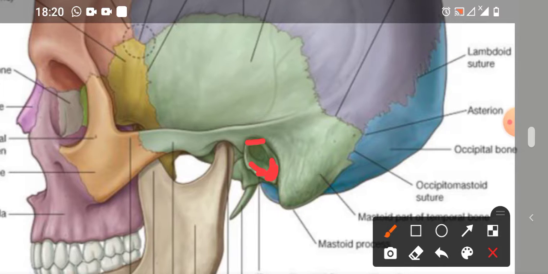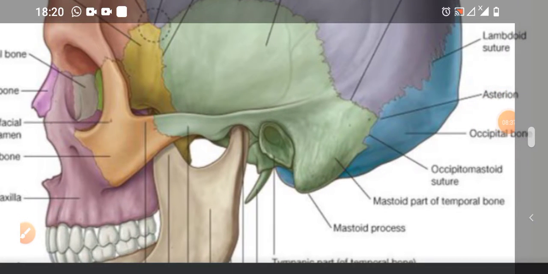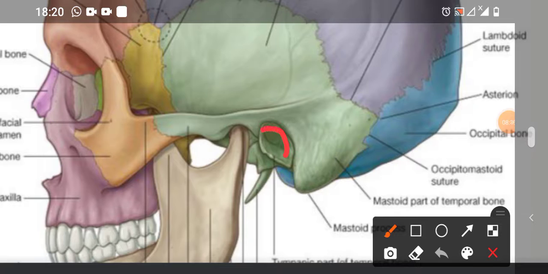These are basically formed by the squamous temporal bone, as I have shown you in the other picture. Where is the squamous part? This one is the squamous part, and it forms these boundaries. The margins of this external acoustic meatus are rough. Basically these are rough for the attachment of the auricular cartilage.